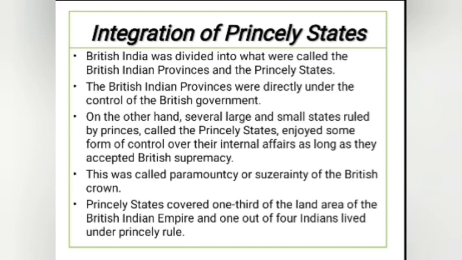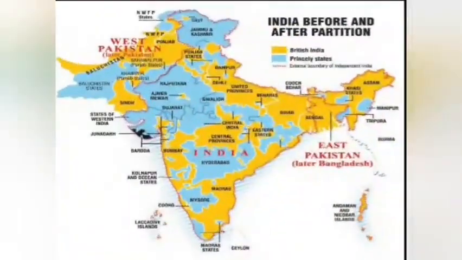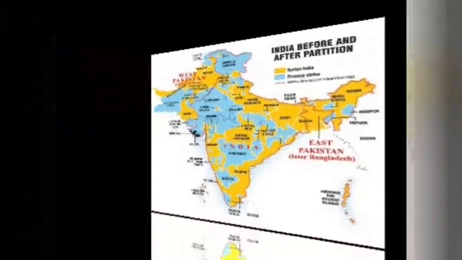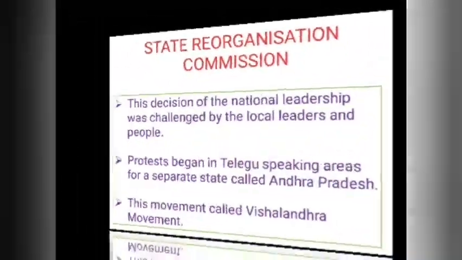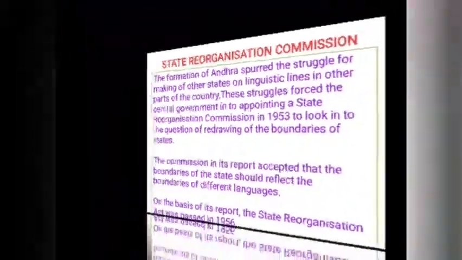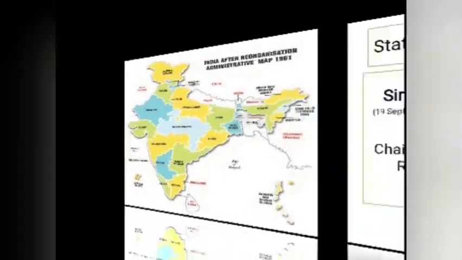So this was the scenario. This is about the integration of princely states. Princely states covered one third of the land area of the British Indian Empire, and one out of four Indians lived under princely rule. There was also the State Reorganization Commission. We will put it in a separate lecture.